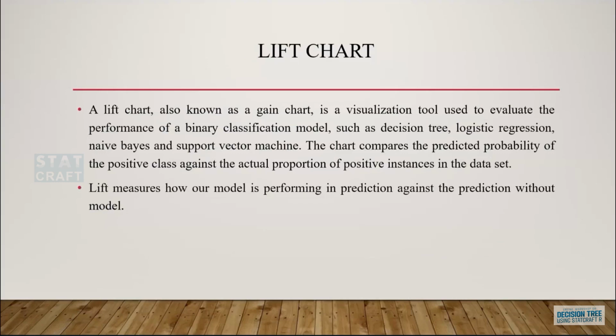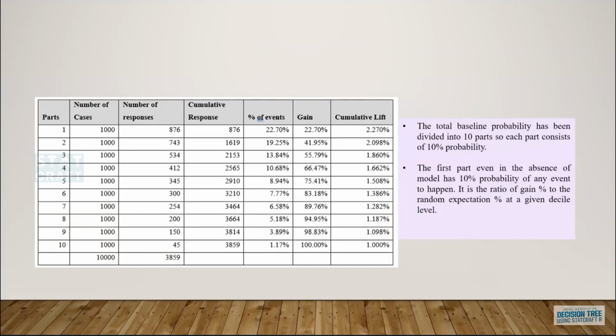Lift chart is also known as a gain chart. It's a visualization tool to evaluate how much better our model is performing than random prediction. Very simple. Can you all see this table, with the number of cases and number of responses? I'll make things very simple. If there is a 100% probability of an event to occur, and I divide it into 10 parts, each part will have 10%.